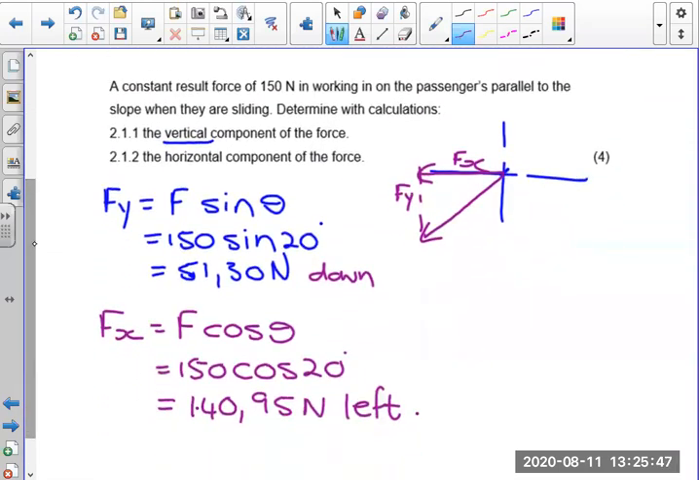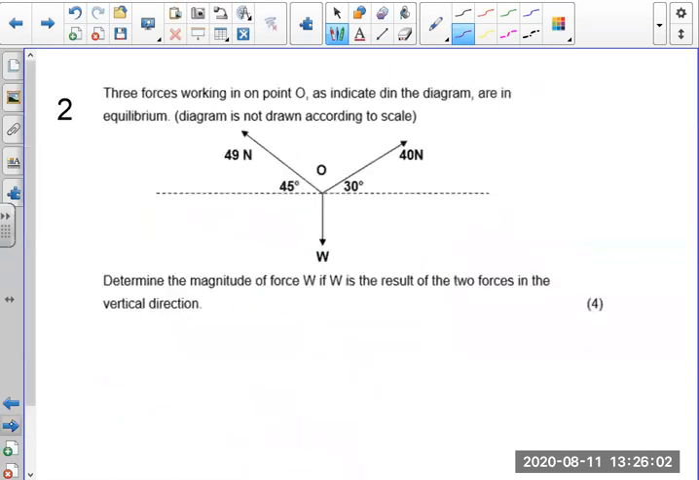So if we want to work out the x and y components, we just have to remember that the y component is F sine theta, the x component is F cos theta. Right, the next question of this paper was the next one.